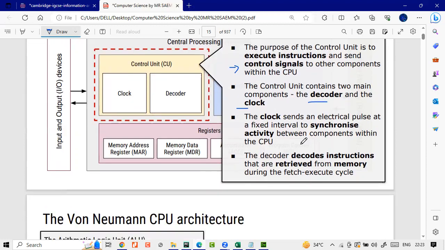A decoder obviously is there to decode the instructions and retrieve them from the memory. So when we talk about the fetch execute cycle, you fetch the data, you decode it, and then you execute it. So all this time management and the decoding has to be done with the clock and the decoder. And these two work together simultaneously. And that's how the CU technically works.